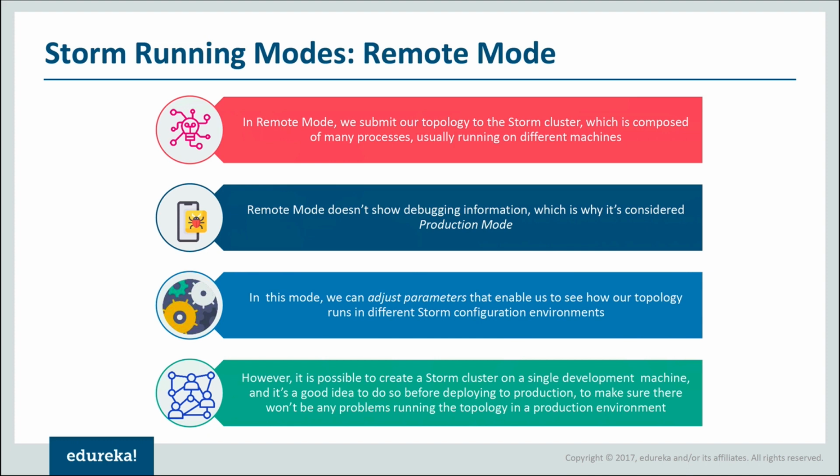Now in remote mode, we can adjust parameters that enable us to see how our topology is running in different Storm configurations. However, you can also create a remote mode Storm cluster on a single development machine, and I think it's generally a good idea to do so before deploying to a production Storm cluster directly. It lets you make sure that there won't be any problems running the topology in production mode.